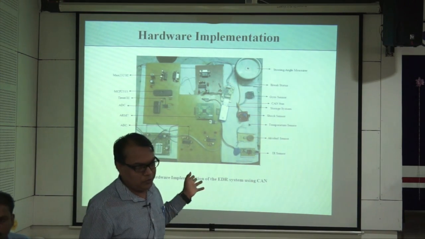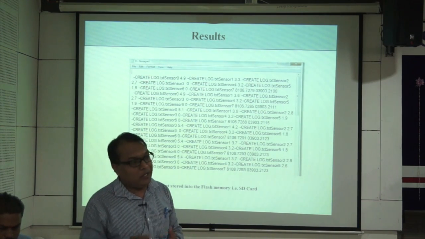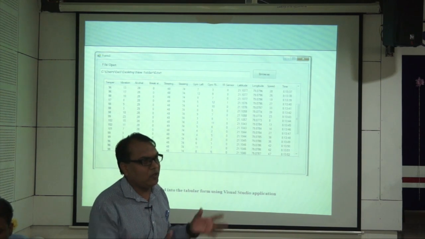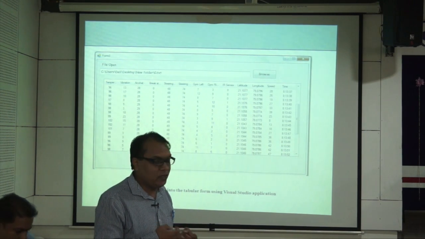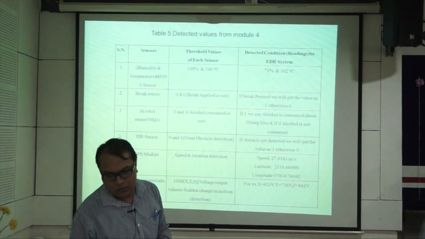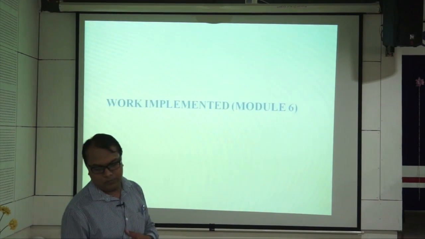This is the CAN based implementation. This data is not in a serial way, so I need to make the data serial. So I make use of VB based software to fetch the data from the log .txt file and convert it into a human readable form. These are the threshold conditions set and detected.